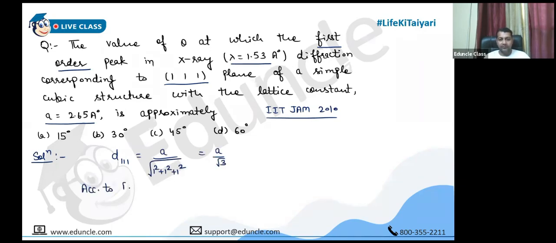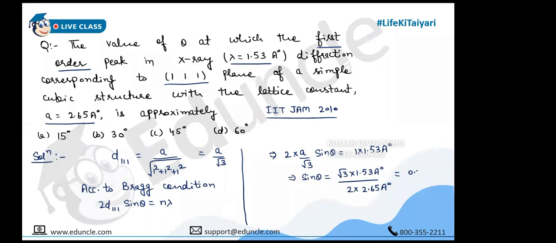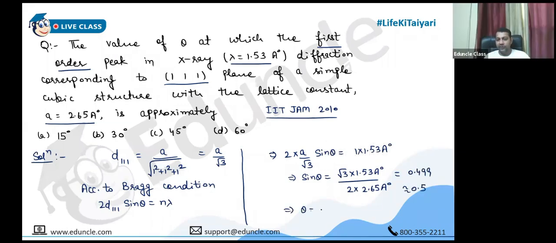So according to Bragg's condition, how much are you getting for sin theta? 0.499, approximately 0.5. So theta is sin inverse 0.5, or sin inverse half, that is nothing but 30 degrees. Please check, everyone. Clear? Yes, sir.